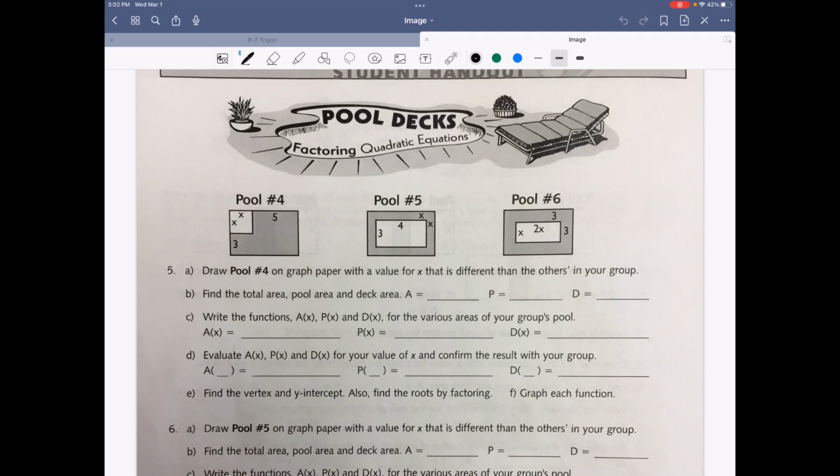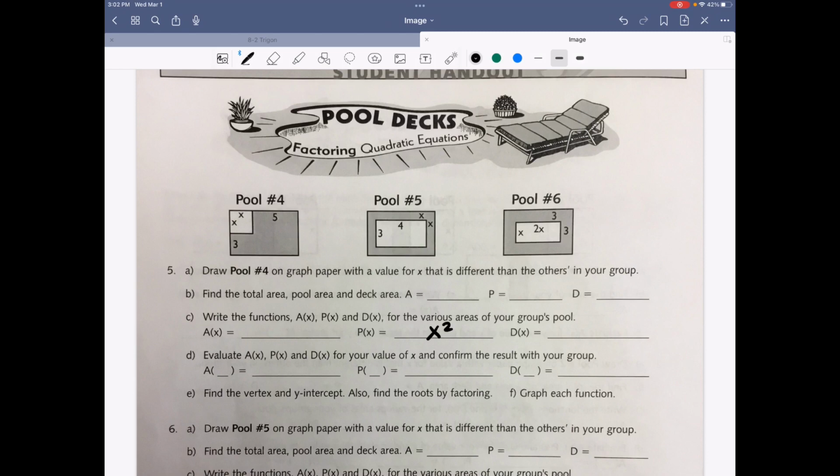And number 5, you're going to draw a pool on your graph paper. So you'll need a new piece of graph paper probably. But for this pool, you're going to choose an X by X. So maybe it's a 4 by 4, maybe it's a 5 by 5. Whatever you want to choose for your X, that's fine. But the area of that is going to be X squared, right? So for your pool, it's going to be X squared as your area.